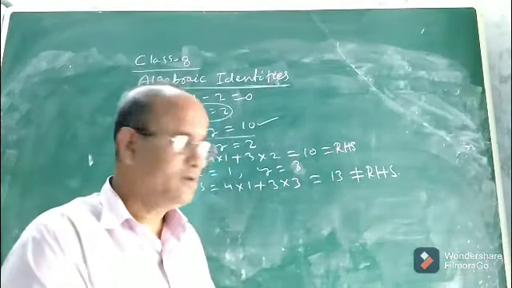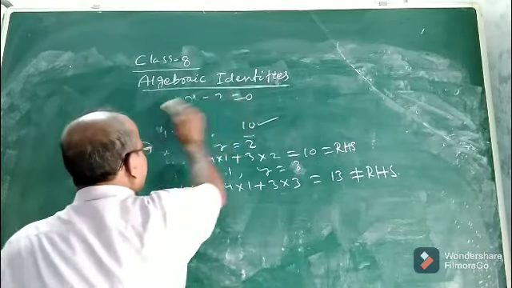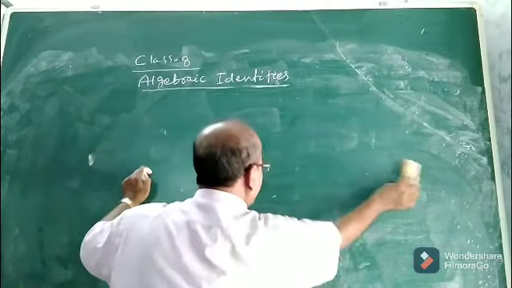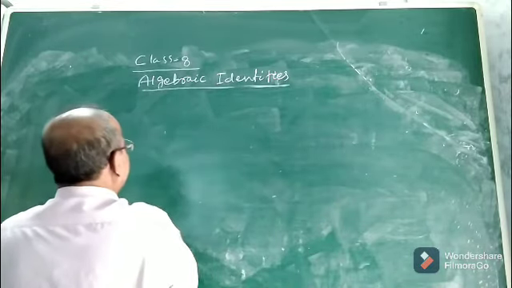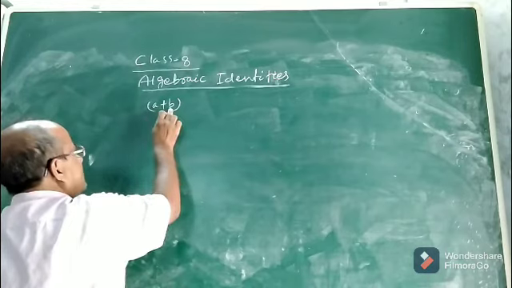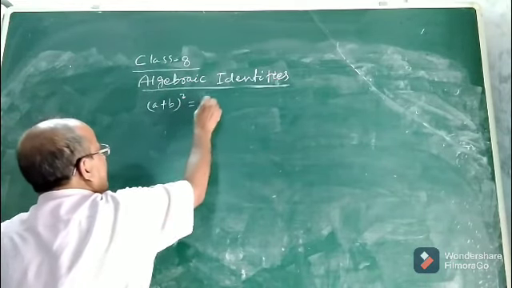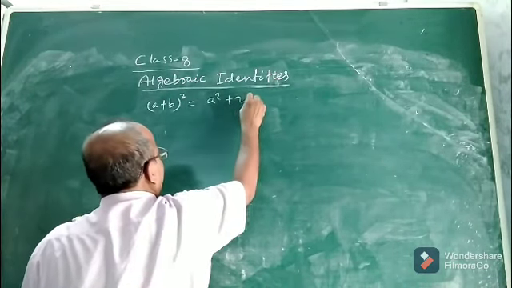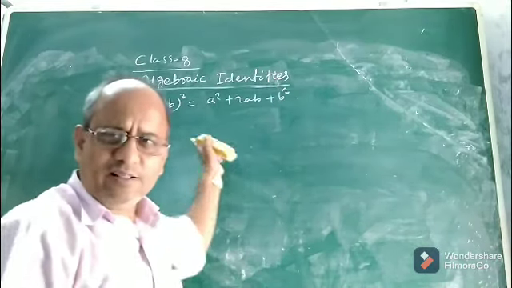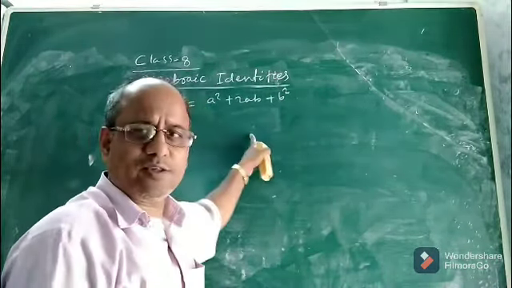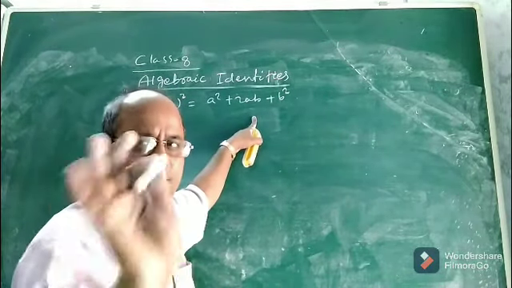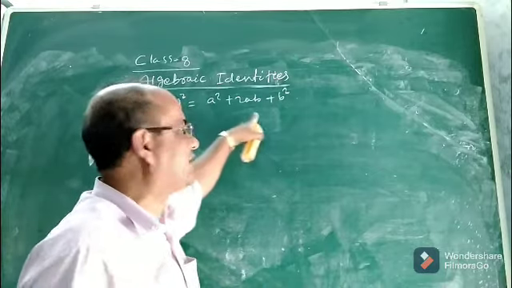Okay, but now let us consider another thing. Suppose you are given an equation like this: (a + b) whole square. You see, a plus b is a binomial. Take the whole square. Suppose it is equal to a square plus 2ab plus b square. Now this is an equation because it is a statement of equality between two expressions. No doubt it is an equation. This is the left hand side, this is the right hand side.